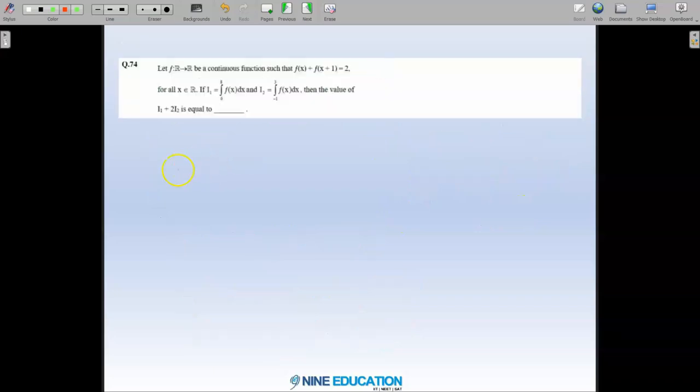Question number 74 is: let function f from R to R be a continuous function such that f(x plus 1) is equal to 2 minus f(x). Then integral I1, which is 0 to 8 of f(x) dx, and I2 is equal to minus 1 to 3 of f(x) dx is given, and they are asking I1 plus 2 I2 value.